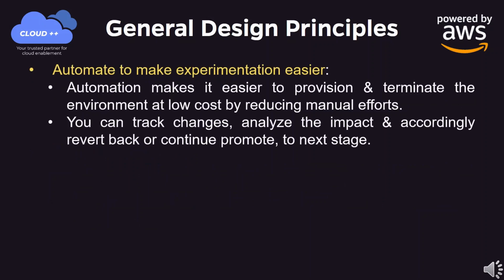Automate to make experimentation easier. Automation makes it easier to provision and terminate the environment at low cost by reducing manual efforts. You can track changes, analyze the impact, and accordingly revert back or continue to promote to the next stage.